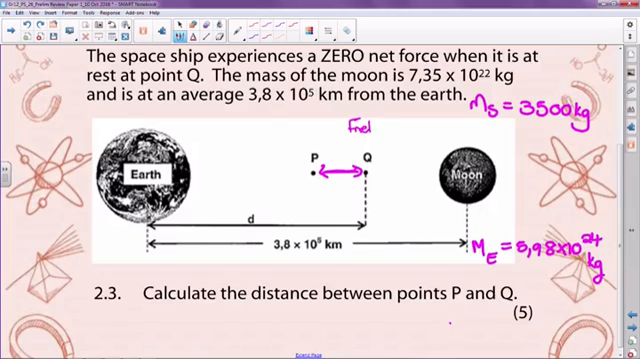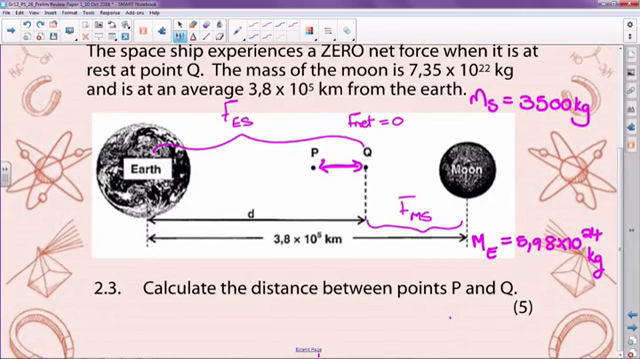Now, if my net force at Q is 0, that means the force of attraction between the spaceship and the Earth, let's call this Earth and the spaceship, and the attraction between the spaceship and the moon, those two forces must be equal because they're pulling it in opposite directions. That was the science in this question.